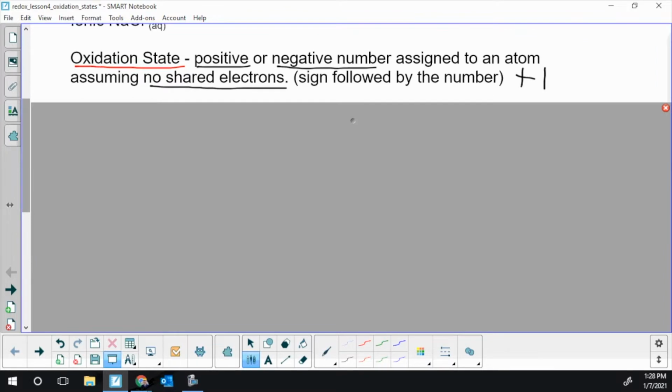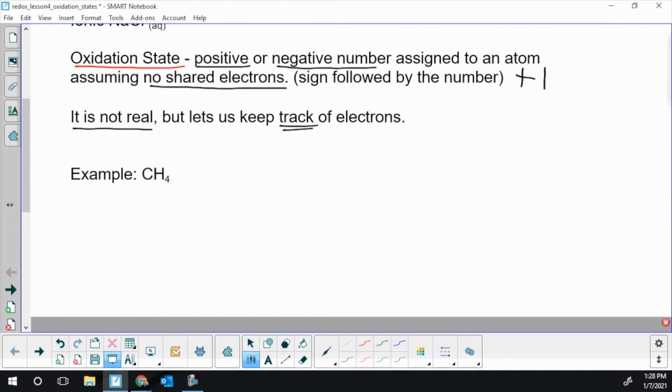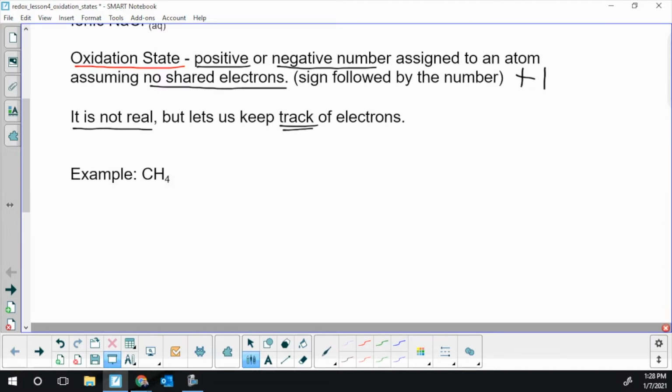Okay? How do we get oxidation states? Okay? Just before I get there, I want to emphasize that these aren't charges. They're not real, but they let us track electrons. Okay? So we're not making up electrons. We're just taking 2 shared electrons and pushing one to one atom, one to the other to track the electrons.